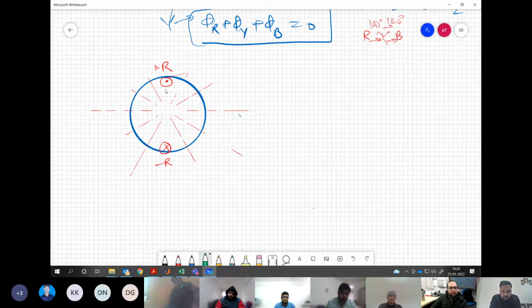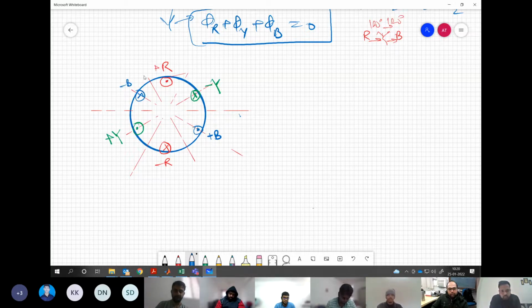So something like say 120 here. So this is plus Y and this is minus Y. And then what we have is B, which is plus B over here and minus B over here. So notice that the direction I am going is R is here and then Y is lagging on this side.